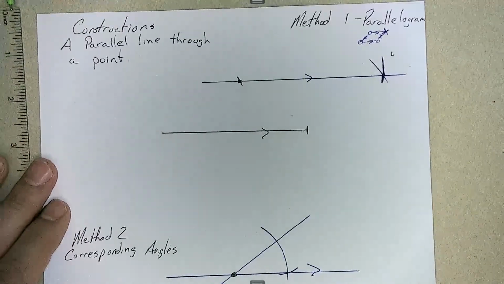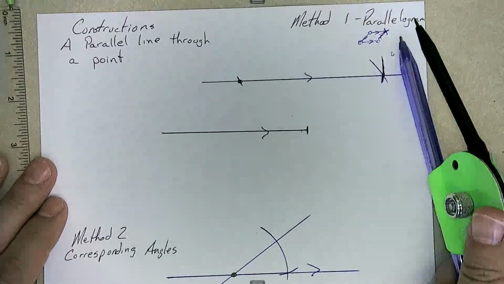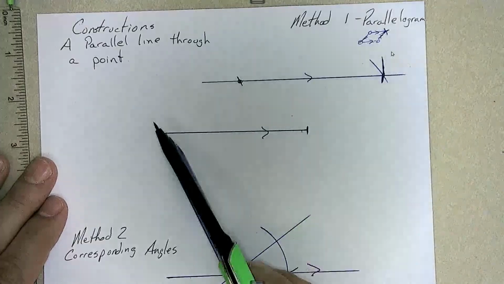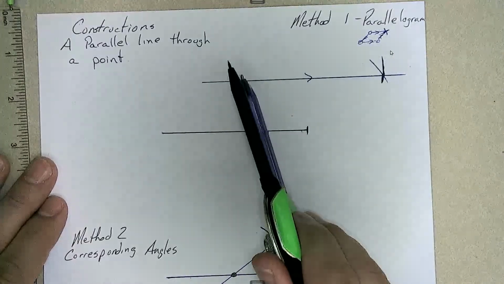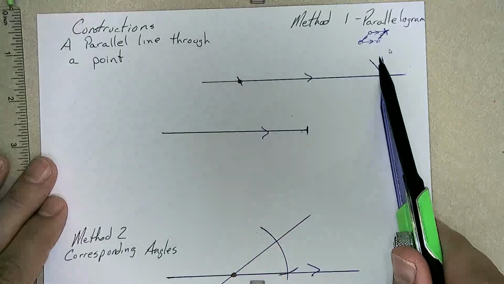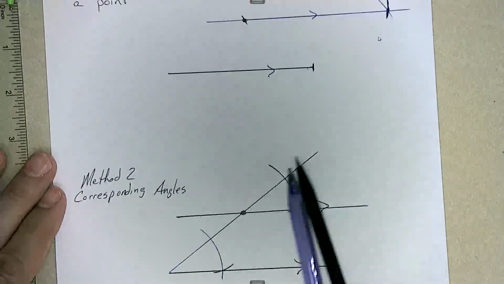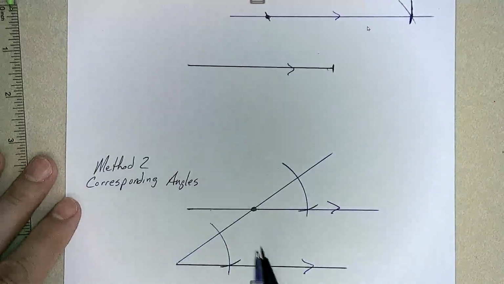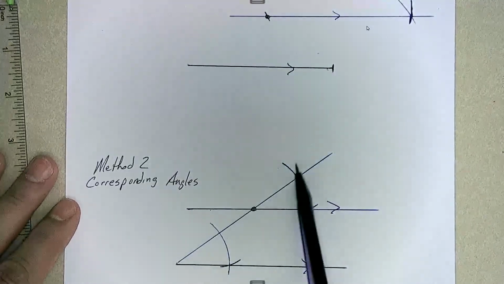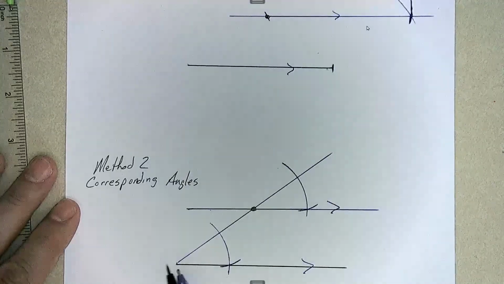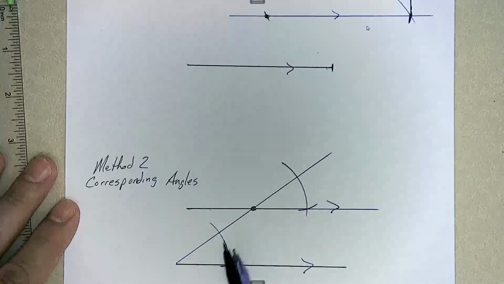So those are the two methods. Either method one, you can create a parallelogram by copying the distance of the opposite sides and finding the intersection point. Or if you prefer, you can do corresponding angles by creating the angle through the line and then copying the angle.